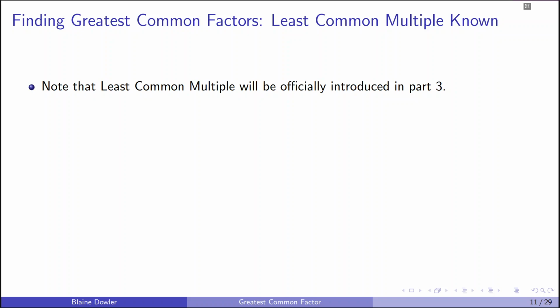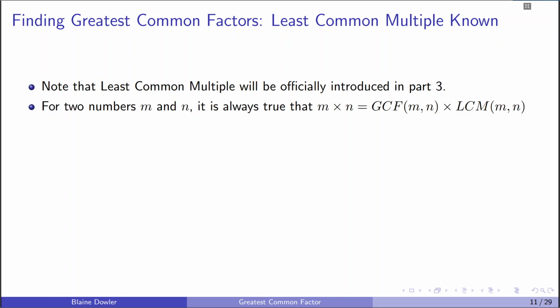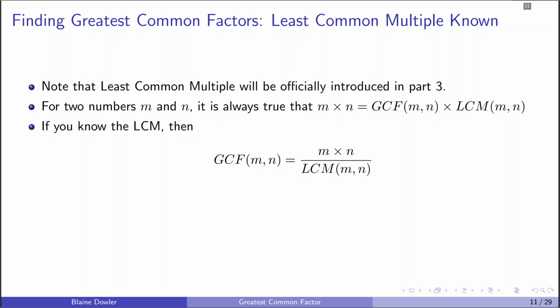Now, we haven't officially introduced the least common multiple yet. That'll be our next video. But once you have it, you can also find the greatest common factor by a relationship. For any two numbers, the product of the numbers is the same as the product of the greatest common factor and their least common multiple. So if you already know the least common multiple, you can get the greatest common factor by multiplying the two numbers together and dividing by the least common multiple. If you have the greatest common factor, you can get the least common multiple by taking the two numbers, multiplying them together, dividing by the greatest common factor.